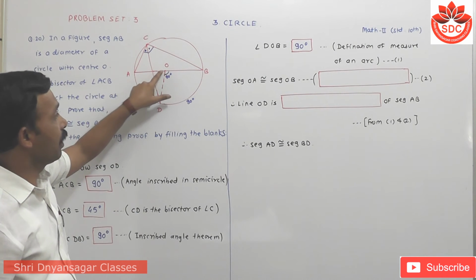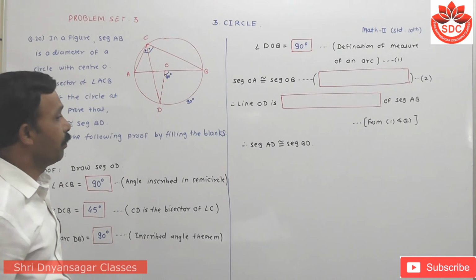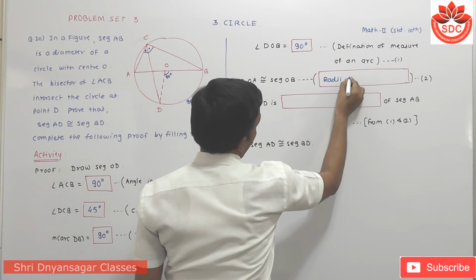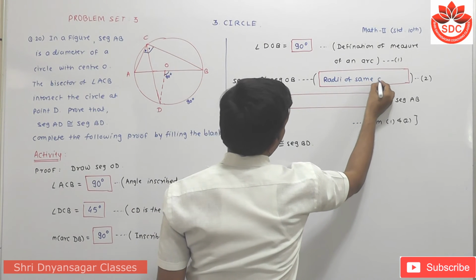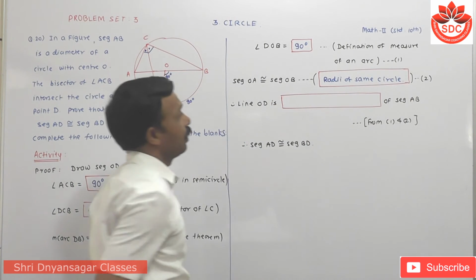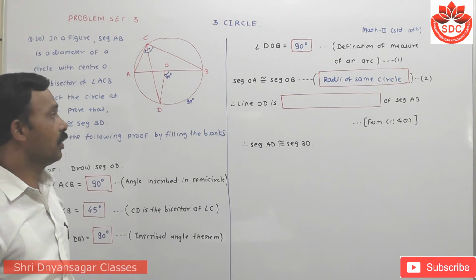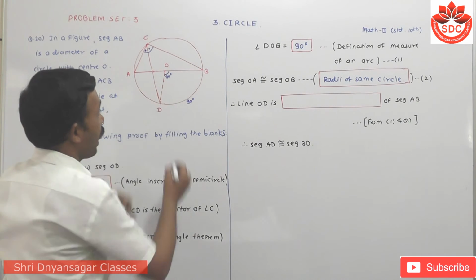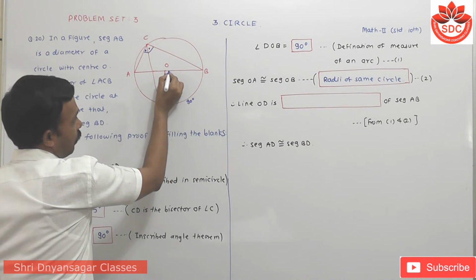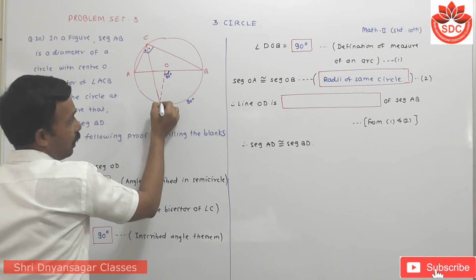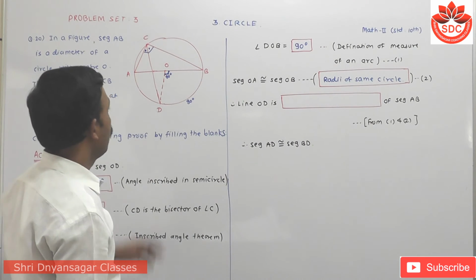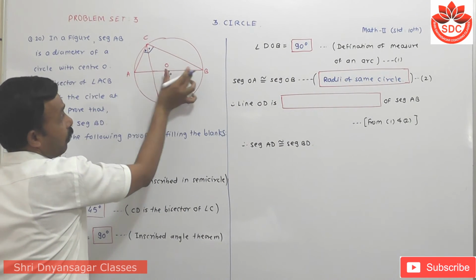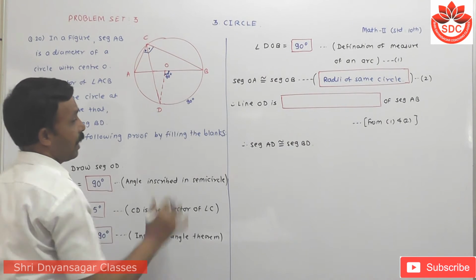Now segment OA is congruent with segment OB, because radii of the same circle. It is equation number 2. Then this line OD, look here, this is a right angle. So this OD is 90 degrees, OD is perpendicular to the segment AB. OA and OB are equal, so that this is a perpendicular bisector.